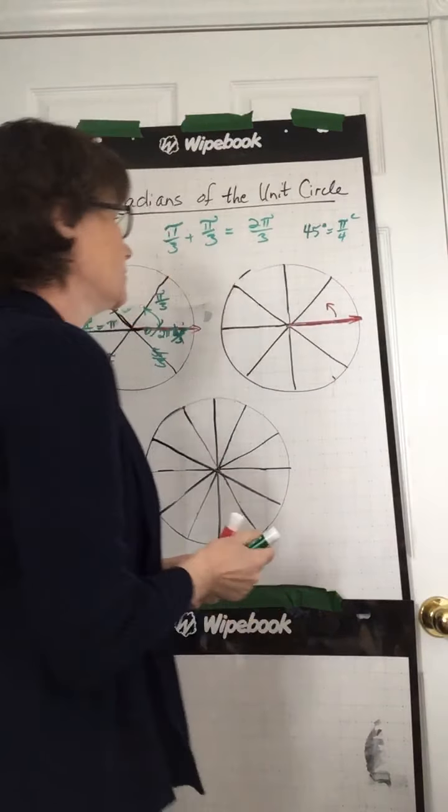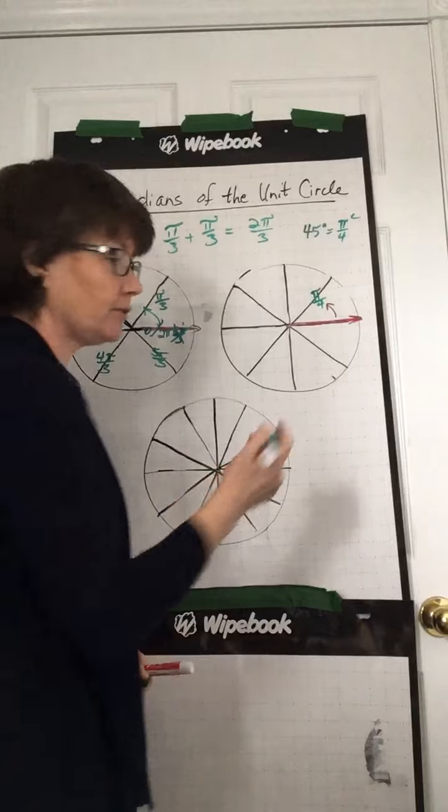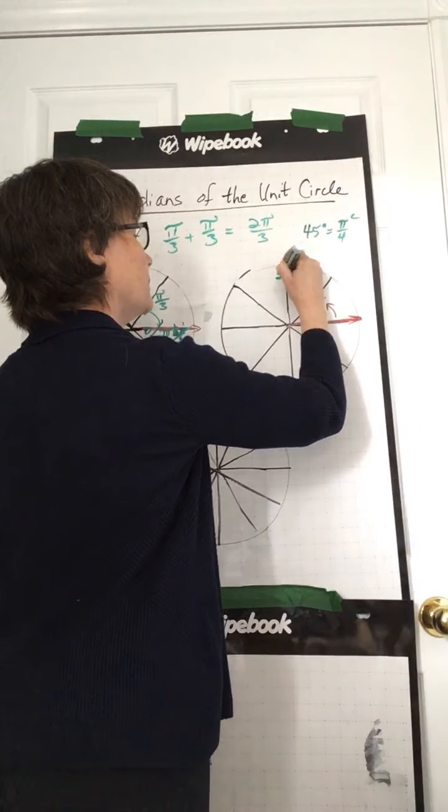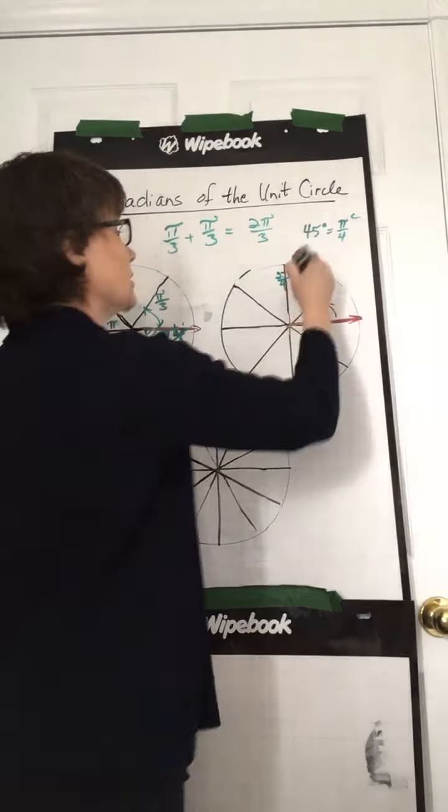Okay, so first one, pi over 4. That's an angle of pi over 4. Second one, add pi over 4 to pi over 4, 2 pi over 4. Okay, 2 pi over 4, we can reduce that fraction. It equals pi over 2, so that's how we will write it.